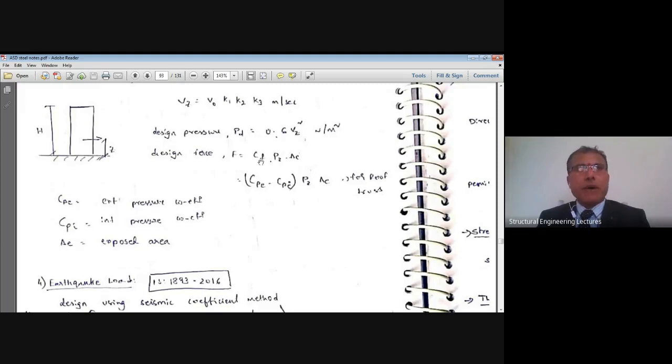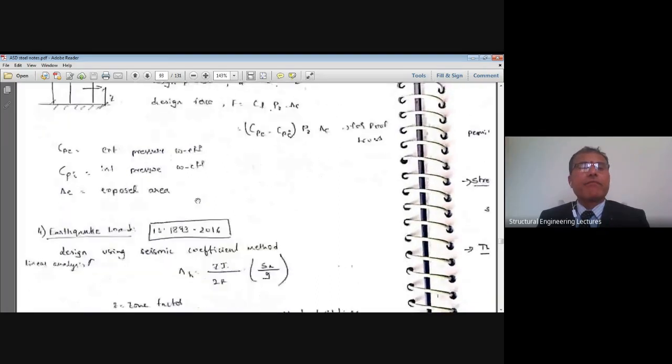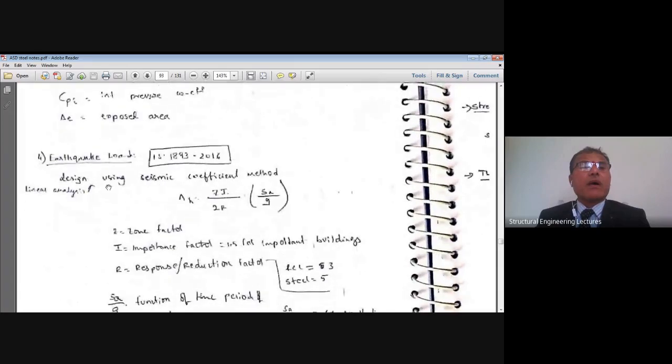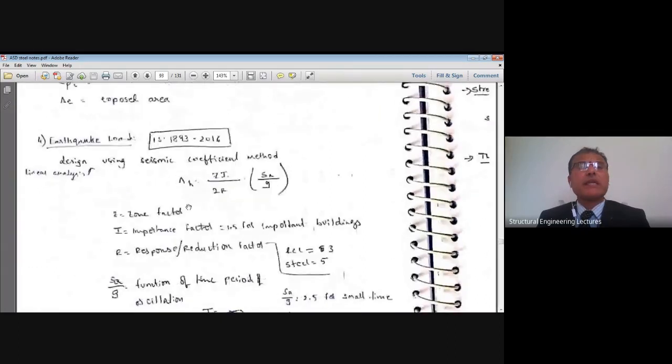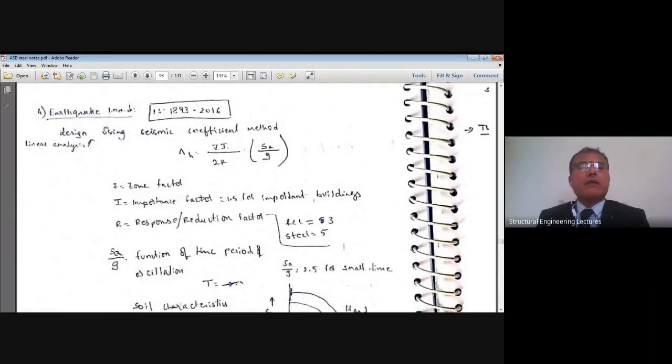If wind cannot pass through that component, then the design force is given by CF multiplied by PZ multiplied by AE. However, for our tanks where wind cannot enter into the tank, it is CF multiplied by PZ multiplied by AE. Whereas for the design of the staging, CPE minus CPI can also be considered, right? We'll see during designs. Now, even earthquake loads need to be considered using IS 1893 2016 version.